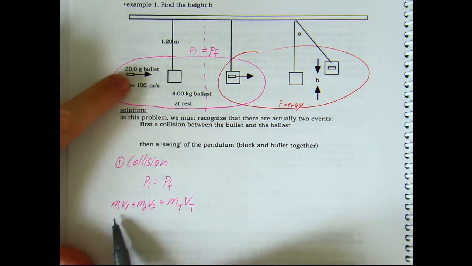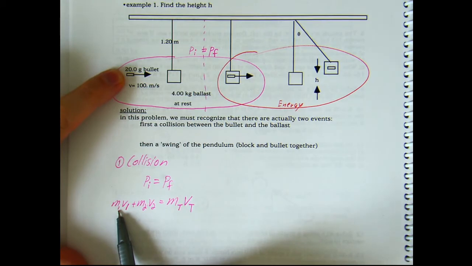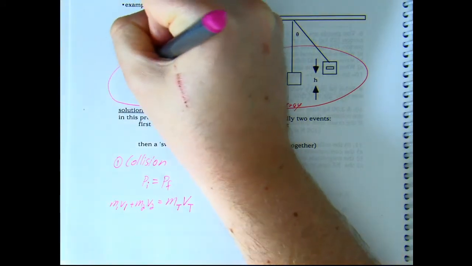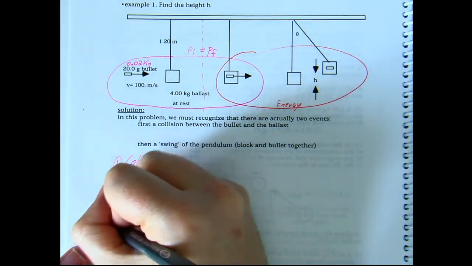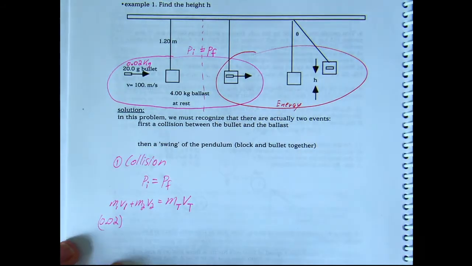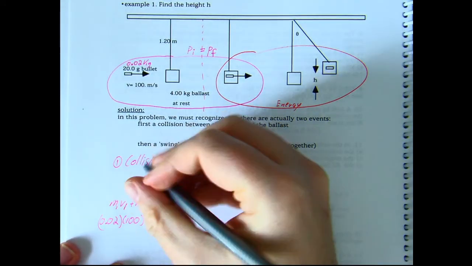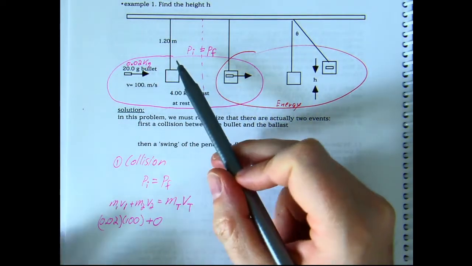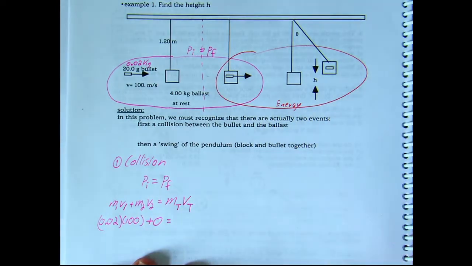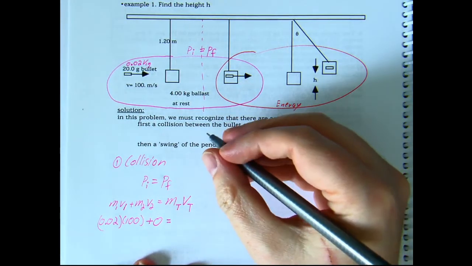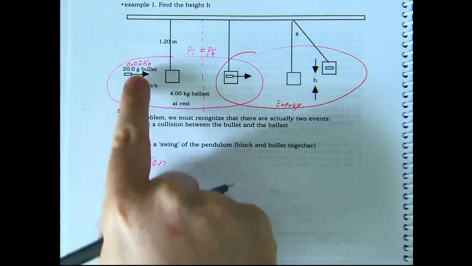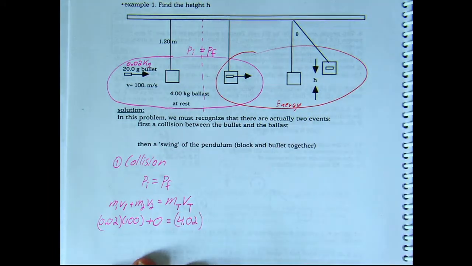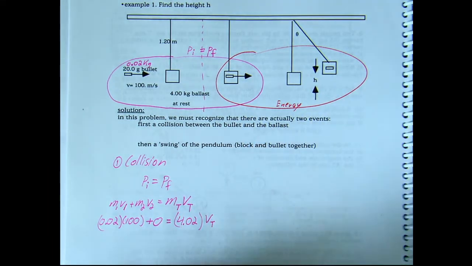The mass of our first object is 20 grams. Now we don't want this in grams, we want it in kilograms, so I'm going to convert it up here. Divided by 1,000, we get 0.02 kilograms. So we're going to get 0.02 times 100 meters per second plus 0, because the block hanging there is not moving. And that's going to equal our total object, which has a mass of the bullet plus the block. The bullet was 0.02, the block is 4, so this is going to be 4.02. And we want to know what that total velocity is. That's the only thing we don't know.